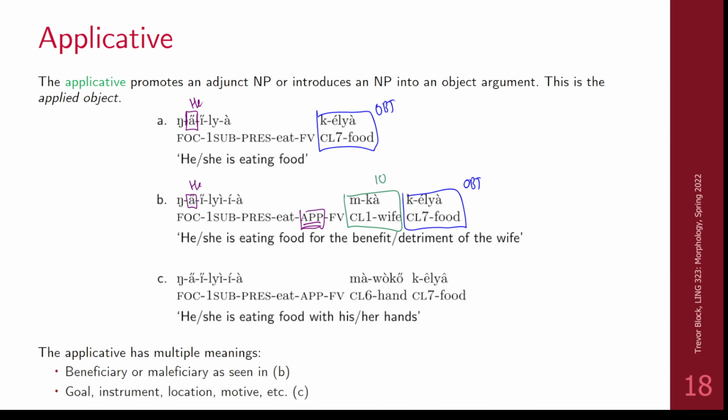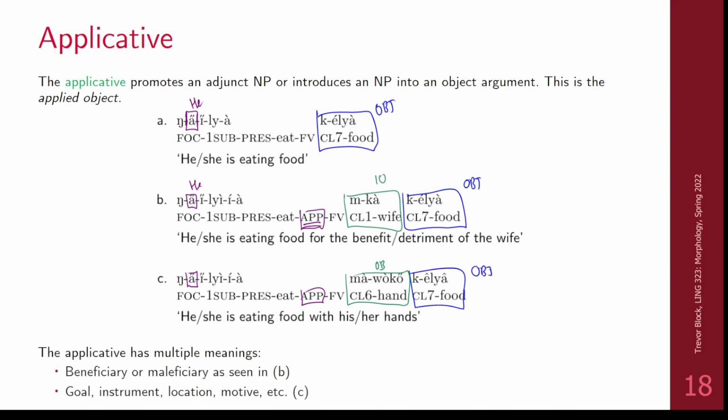In C, we see the same idea. So food, the object is at the end. He or she is eating food with his or her hands. So same process, just different meaning. Instead of a beneficiary, this is an instrumental meaning. So you do it with something. So how you're doing it, with what instrument are you doing it with? And then we have hand as not an indirect object anymore, but as an instrument.